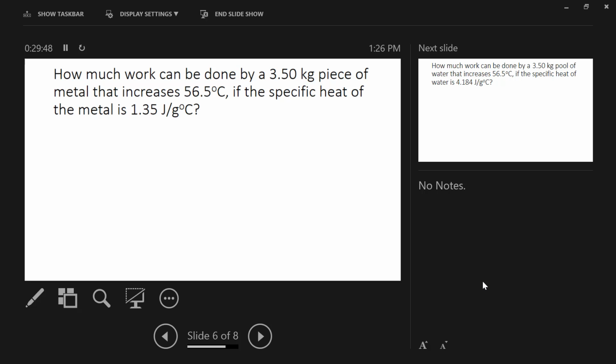Okay, what else are we given? We're given specific heat. What is it? 1.35 joules per gram degree Celsius. And we're also given what else? Change in temperature. How much does the metal change in temperature? 56.5 degrees Celsius.